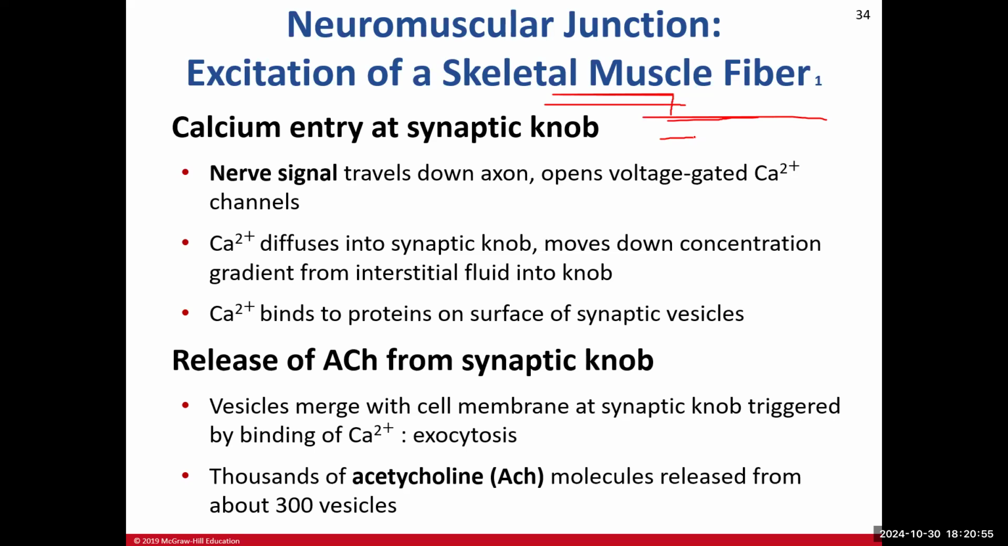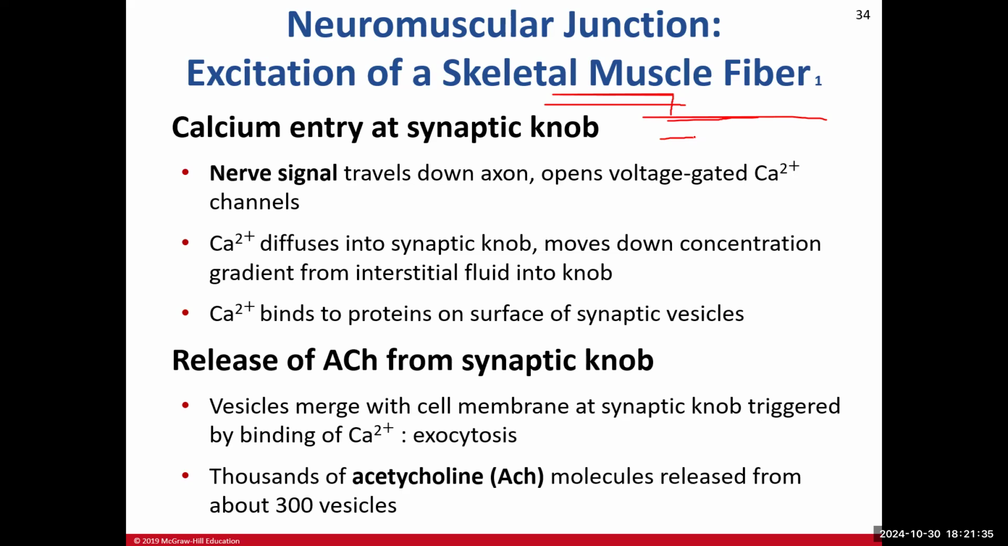So those calcium ions bind onto the surface of the synaptic vesicles. Synaptic vesicles then merge with the cell membrane. Okay? Exocytosis, that's the name of that process. If you don't know it, learn it. Exocytosis, exo means exit. So if it's going to exit out of the cell, we're going to eject it into the synaptic cleft there. So we're literally going to get thousands of acetylcholine molecules getting ejected out, and they're going to diffuse across the synaptic cleft towards the plasma membrane of the muscle cell.